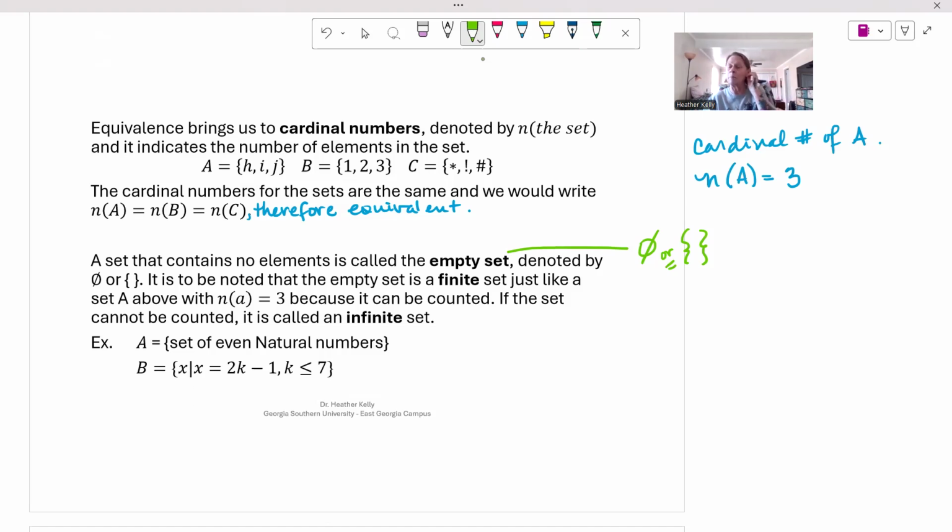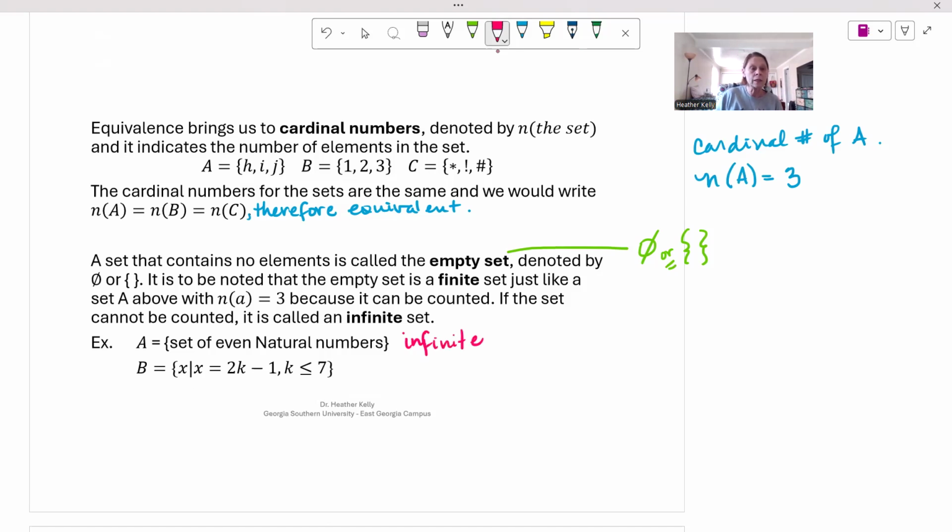So here's an example. Let's just determine whether this is an infinite or finite set. The first is a set of even natural numbers. And even though there are some qualifiers there, I'm not saying all natural numbers, I said even natural numbers, we know that that is an infinite set because we could not write them all down. So this is infinite.